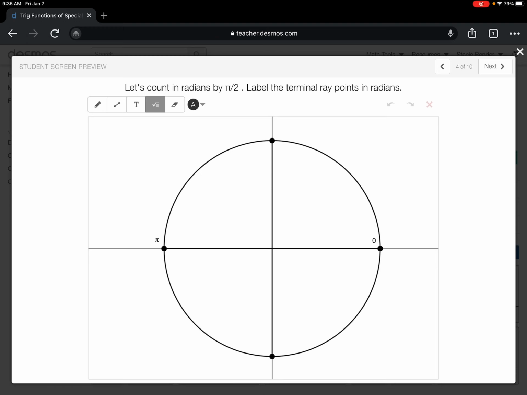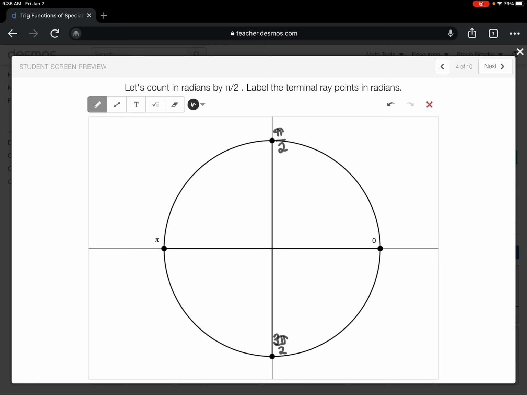When you get to the next slide, you're going to be counting by pi over 2 radians. So if a semicircle, half the circle, has pi radians for its central angle, then it makes sense that the upper portion here will be pi over 2, half of a pi. And down here it will be 1.5 pi, so 3 pi over 2. And then 0 is also 2 pi, also known as that.